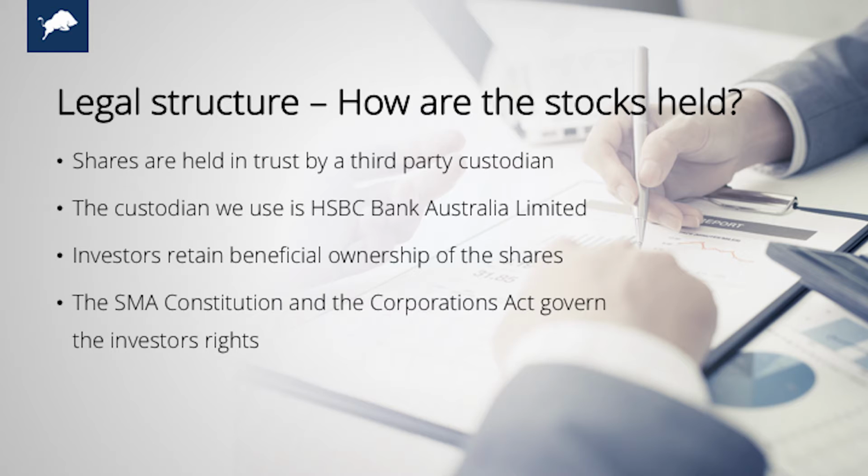Now, with the legal structure as well, we do use a third-party custodian for your protection. That custodian that we choose to use is HSBC. Now, if anything was to happen to InvestSMART Group, we are a publicly listed company, but heaven help us if something came up that was unexpected and we cease to exist tomorrow, your stocks would remain your stocks. You would be contacted by the custodian, HSBC, and they will then ask you what you would like to do with your portfolio. So at no point in time are your holdings under threat from us. And the SMA is governed, of course, by the Corporations Act, which is there to protect investors' rights.